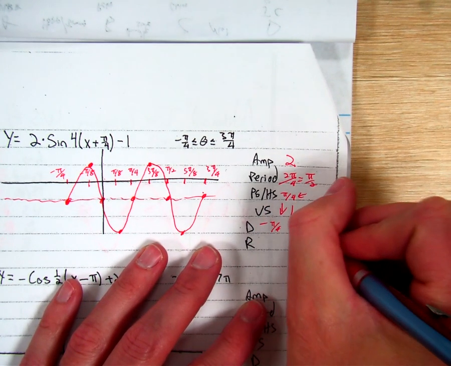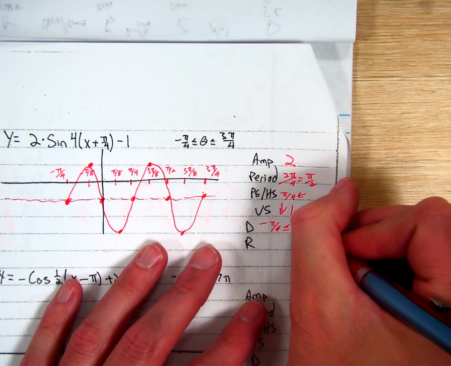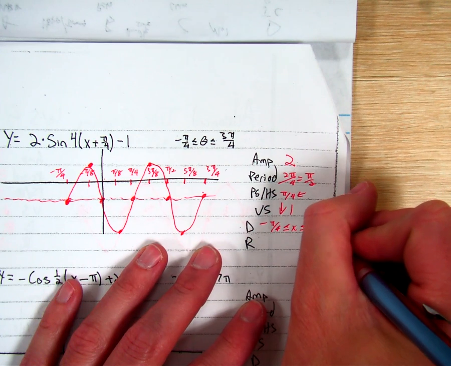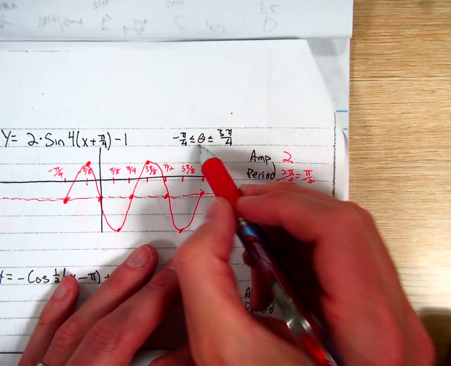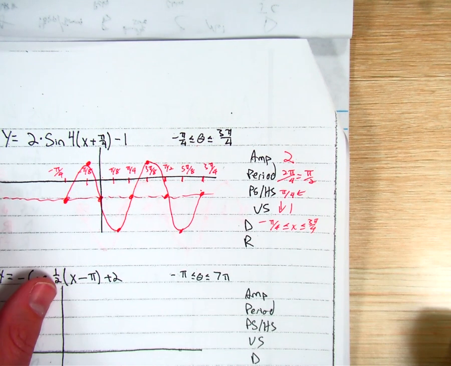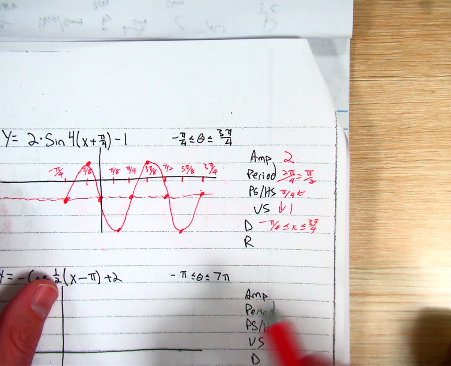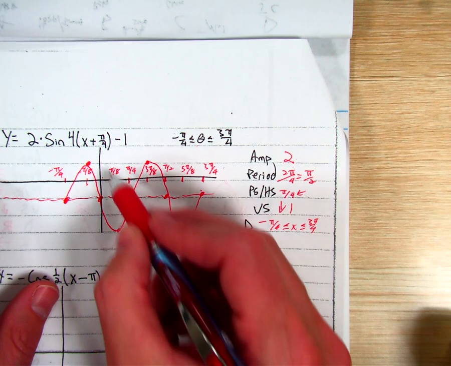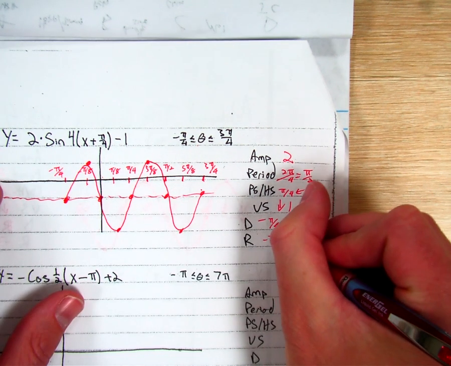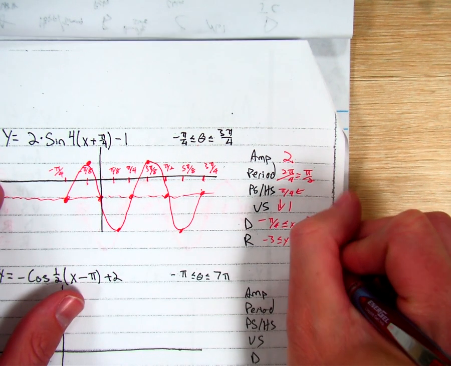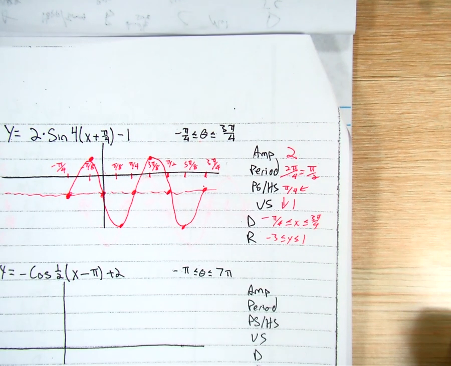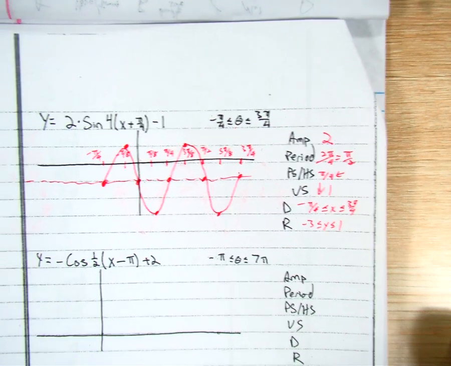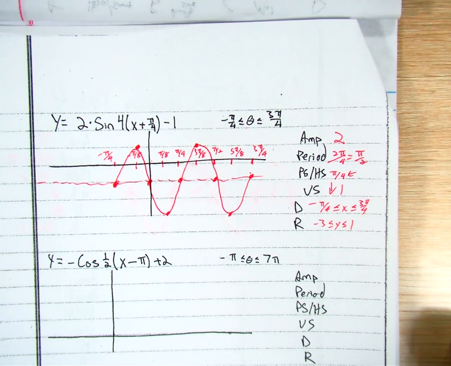Negative pi over 4, less than or equal to x, less than or equal to 3 pi over 4. You could use theta instead of x. Okay, in our range, again, we're between negative 3 and 1. But you probably won't have domain and range on that type of problem on the test, because, like I said, it's basically given to you.